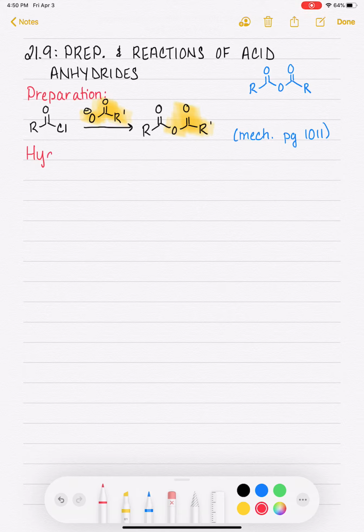Now we're going to get into the reactions. And these are going to look really familiar. So starting with hydrolysis, let's take our acid anhydride. We are going to be reacting it with water.